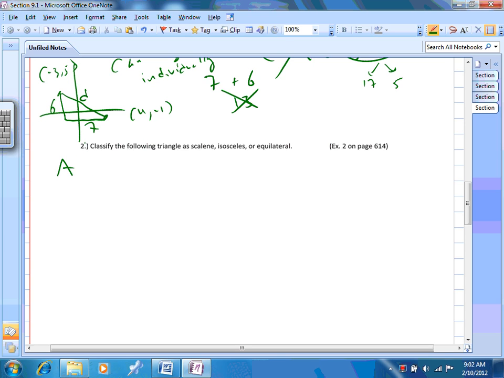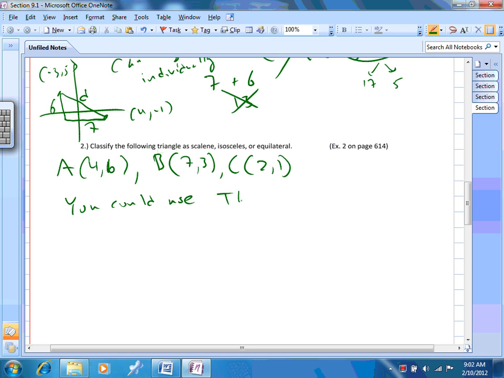Okay, next one, number 2. I have to give you a triangle first. So let's say you have these as your coordinates. This is actually quite a cumbersome problem. The 2 points program is going to be your best friend this chapter, I'll tell you right now.